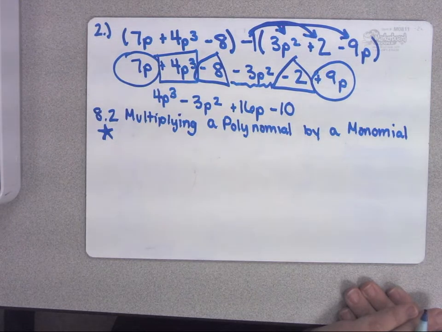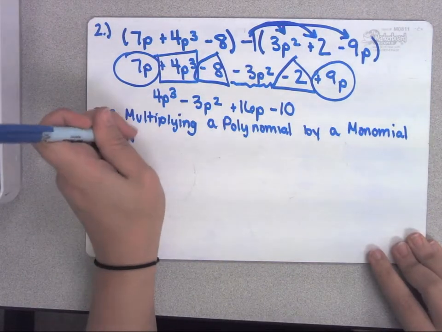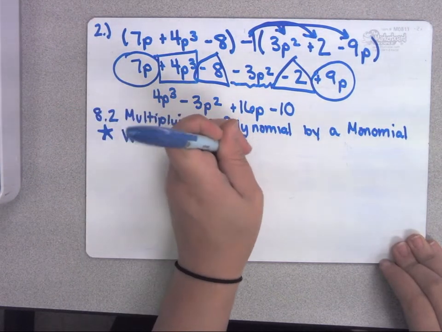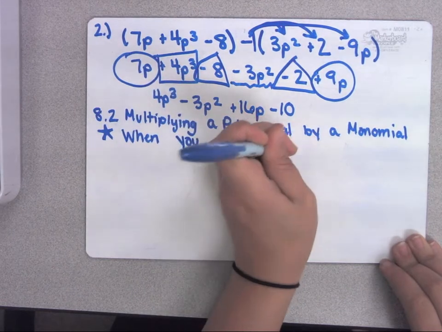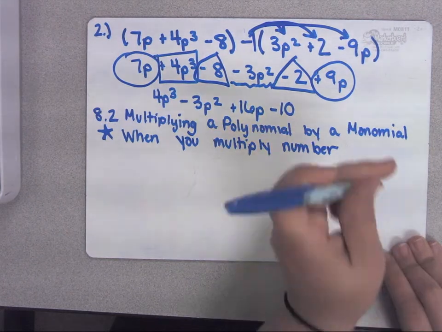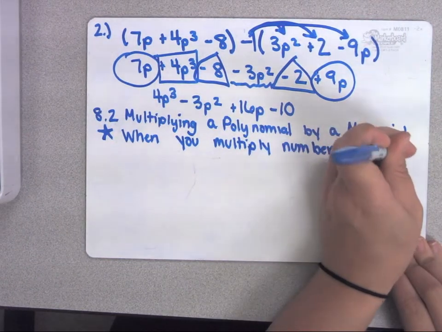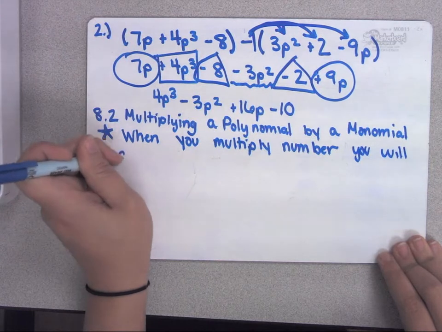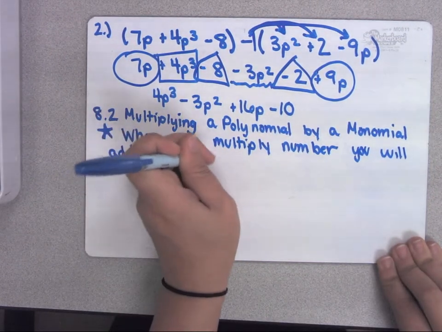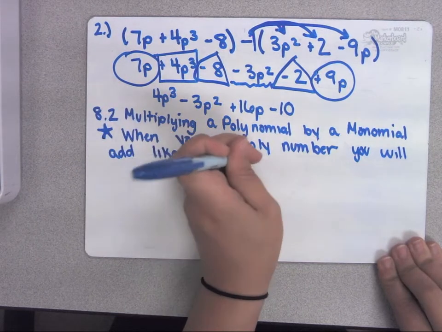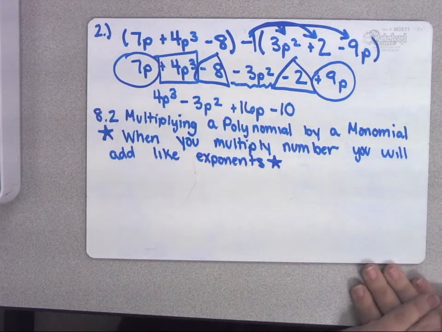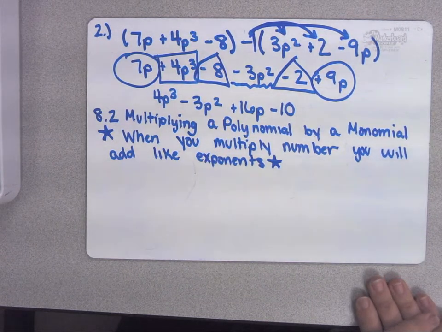Thanks, Braden. You ready? When you multiply numbers, you will add like exponents. That's it. So when numbers are being multiplied, you add exponents.